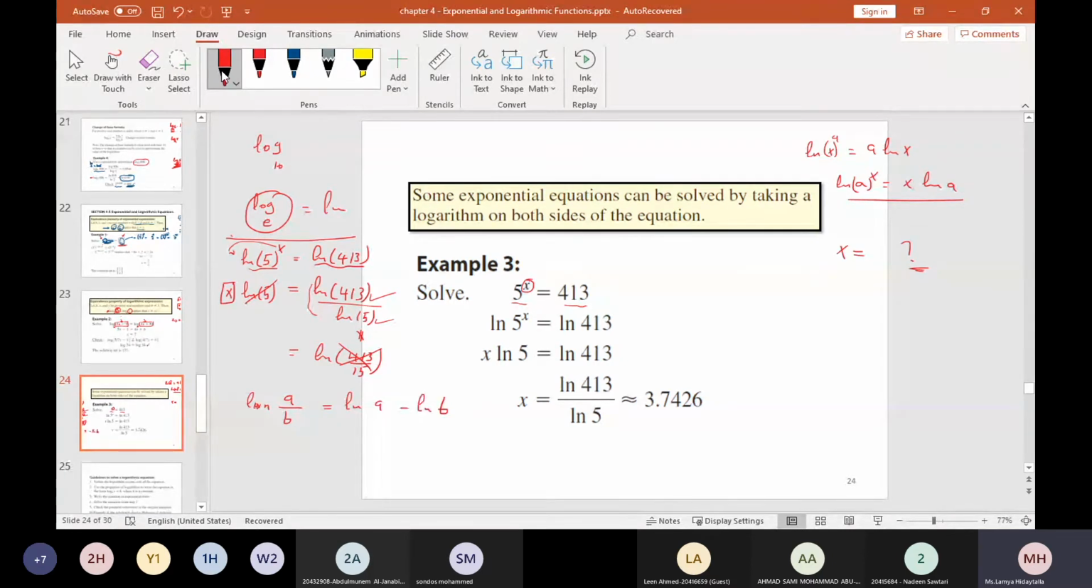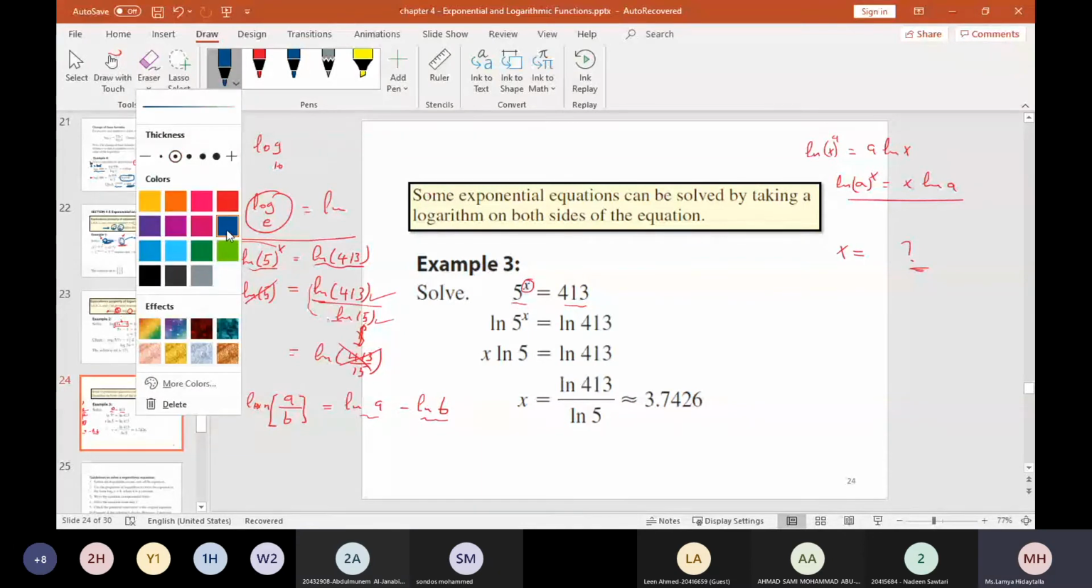This is for the whole ln, not ln up and ln down. You got the difference? ln A over B equals ln A minus ln B. So don't confuse. Okay? So this is ln over ln. So this and this, they are not the same. Don't mix it up. Okay?